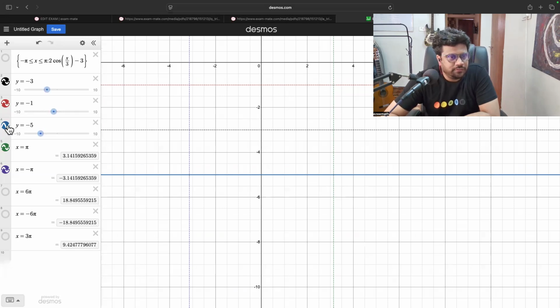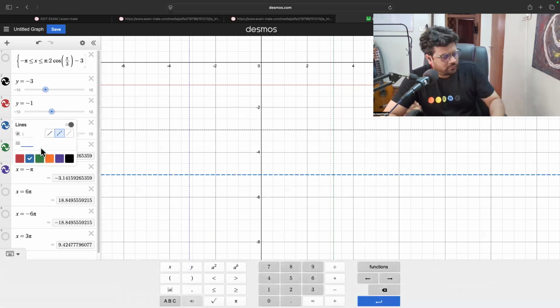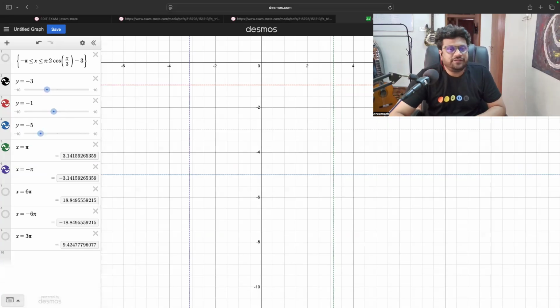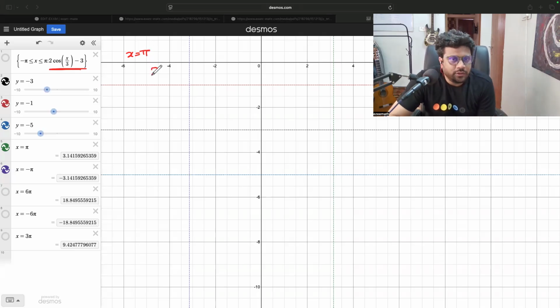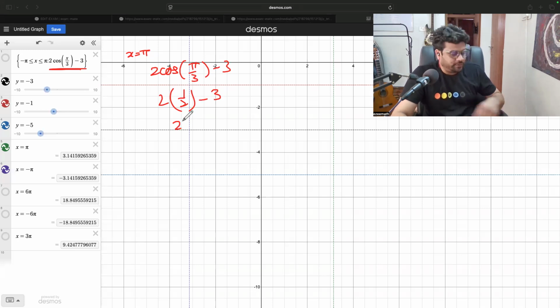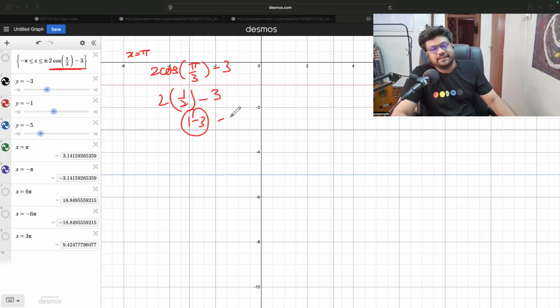And this one also there. And let's figure out the value of y at x equal to pi. Okay. 2 cos of pi by 3 minus 3. Well, pi by 3, cos of pi by 3, I know is 1 by 2. That's cos of 60. Cos of 60 is 1 by 2, minus 3. I go 2 into 1 by 2, that's a 1. 1 minus 3, that's a negative 2.